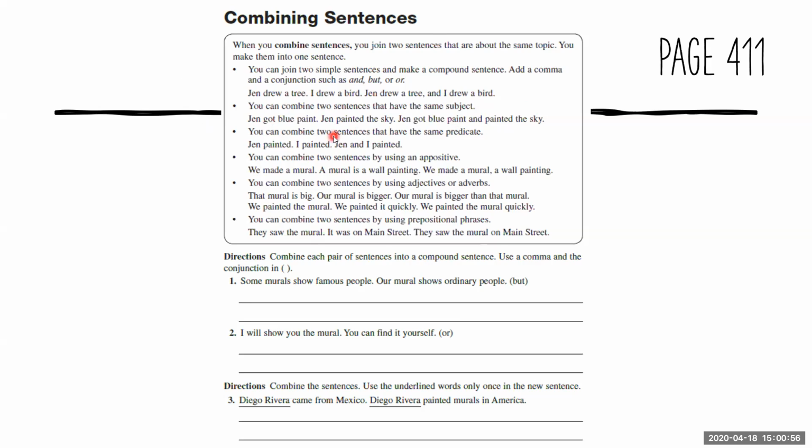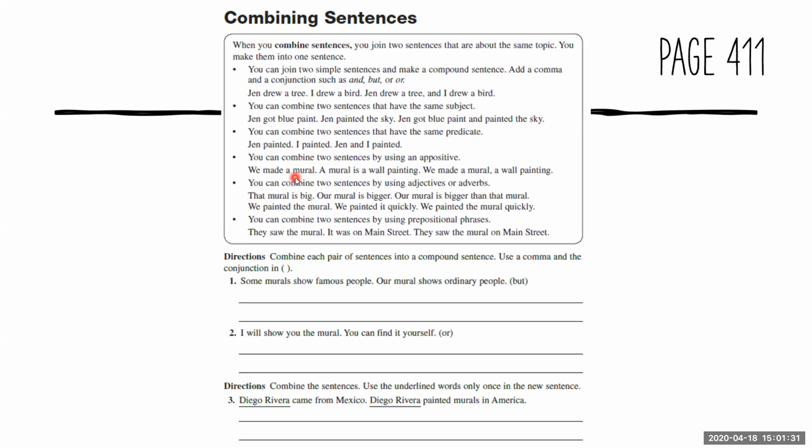There are various other ways that we can also combine sentences, which I will not get into much because it's not something that you are going to be doing now, up until grade 4 only. So you'll tackle this in grade 4. I'm just going to touch briefly on this. You can also combine two sentences that have the same predicate. The predicate is basically your verb, which is the action in your sentence. So Jen painted, I painted, Jen and I painted. Basically, we've got the same verb or the same action in both sentences, so we can combine those two.